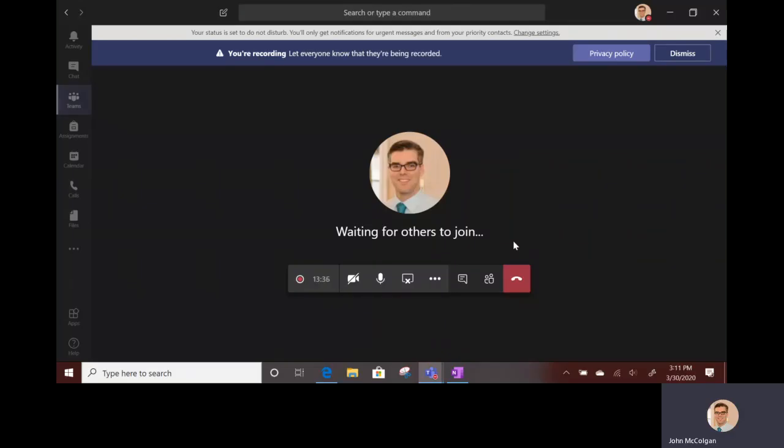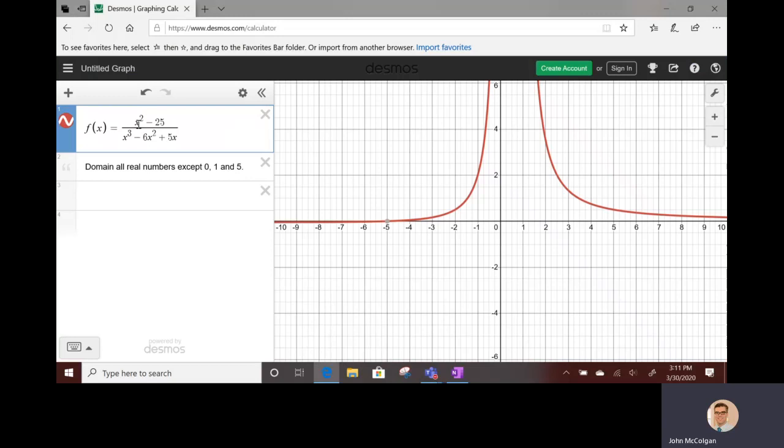So in this video, we're going to look and see how we can use the graph of a function to determine whether the values that aren't part of the domain are asymptotes or holes. So I've already graphed the function here on Desmos.com, and in the last video we already showed what the domain was, right? The domain was all real numbers except for 0, 1, and 5. So those are the only places, x equals 0, x equals 1, and x equals 5, where there might be an asymptote or a hole.